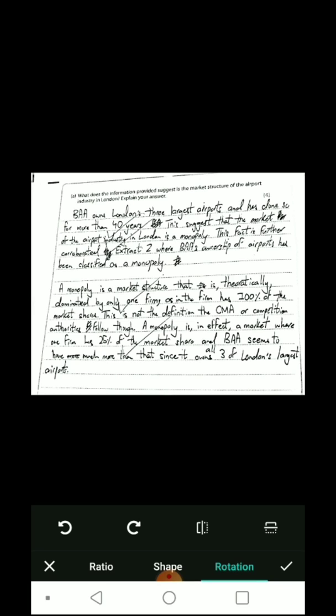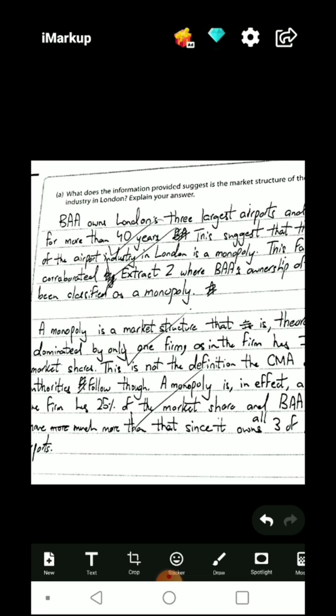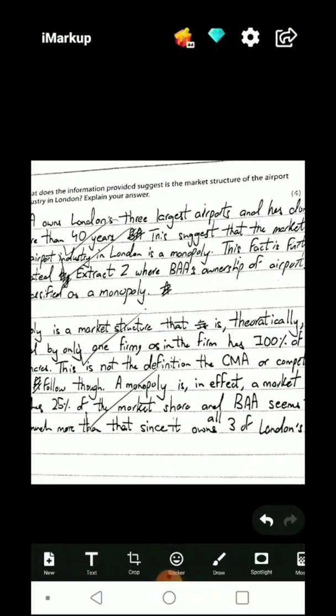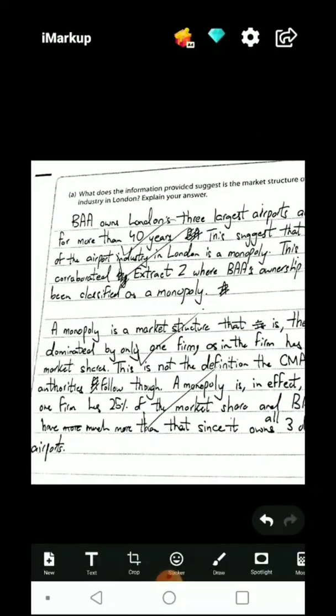Without the background knowledge, you would not be able to understand what I'm saying, nor would you be able to compare your answers with mine. The question is: what does the information suggest is the market structure of the airport industry in London?